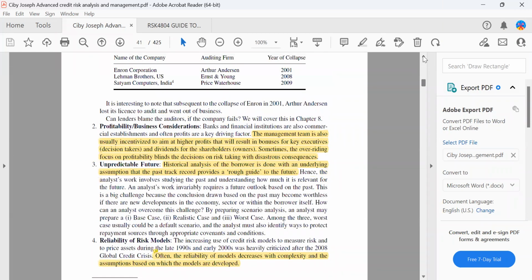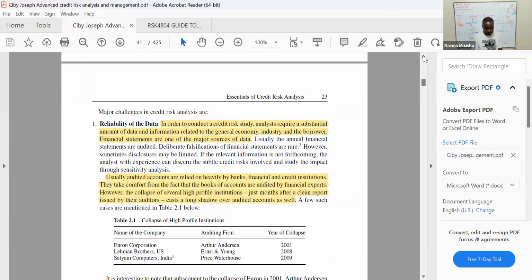I think the reliability of data. Since financial institutions are mainly relying on audited financial statements, is there an alternative? Let's say you are one of the business analysts and you can pick up that the T's are not crossing and the I's are not dotting. Is there any other alternative that you can use instead of using those specific sets of audited financial statements?